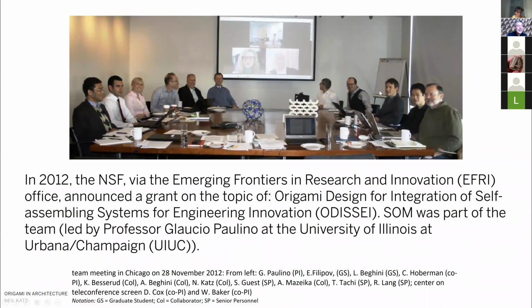And the people sitting around this table, some of them we saw before. This is Robert Lang on the right side. Next to him is Tomo Hiratachi. Right? Simon Guest is another person that spoke at the lecture 2 years later at the conference. I'm sitting at the table as well. You can see my best side. Bill Baker and Dorothy Cox are on the screen. They weren't able to attend live. Alex Begini and Keith Besserud are 2 SOM people. This is Chuck Hoberman. We're going to see his work in a little while. He's also fascinating. And next to Professor Polino are 2 of his students, Evgeny and Lauren. And all of us participated in creating the proposal for this grant.